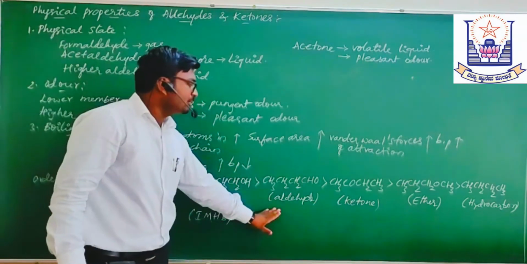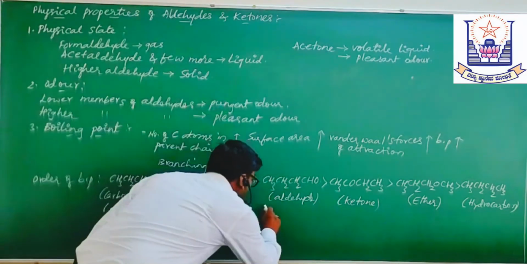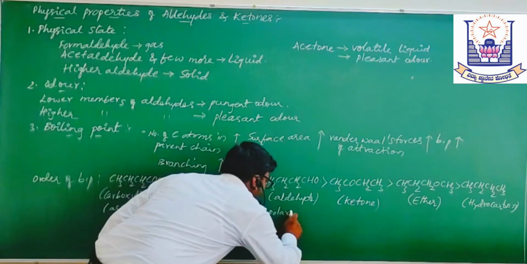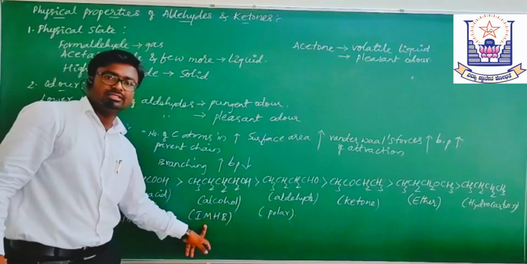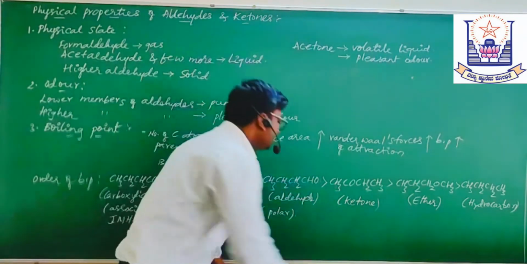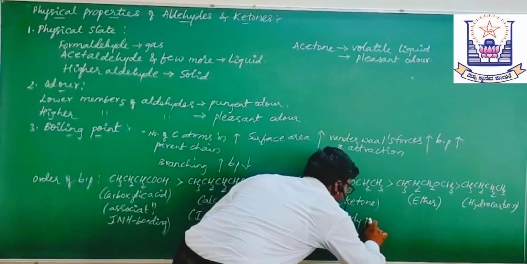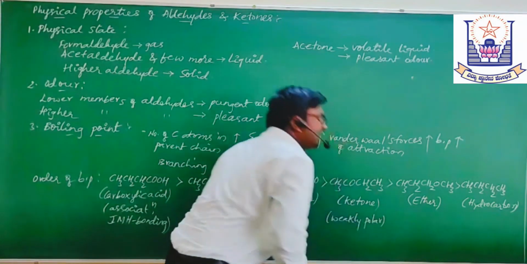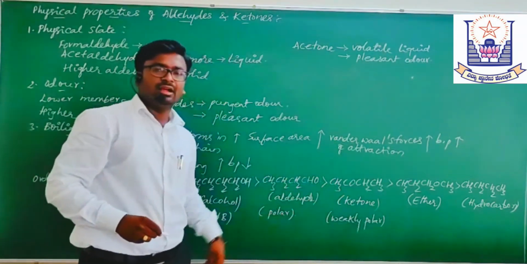Okay. Why is the BP of this aldehyde less than this? Because it's a polar molecule. Okay. It is polar and also makes the intermolecular hydrogen bonding. Okay. And come to this. This is a weakly polar molecule. Weakly polar. That is why attractions are less. Okay. Therefore, its BP is less than the aldehyde.